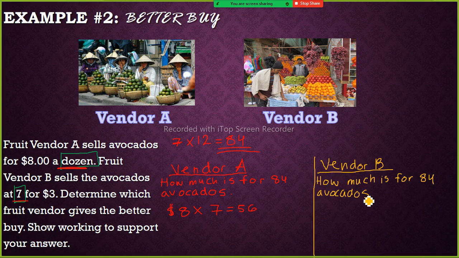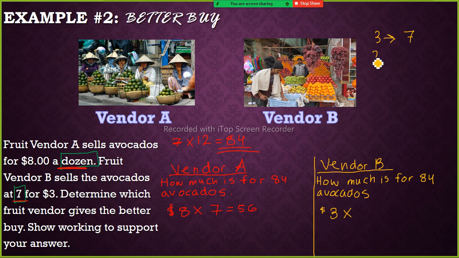Three times 12 is 36. So we know that she's selling them for $3, and for each $3 that we give her, she can give us 7 avocados. So the first $3 that we give her, she's going to give us 7 avocados, but we want 84.